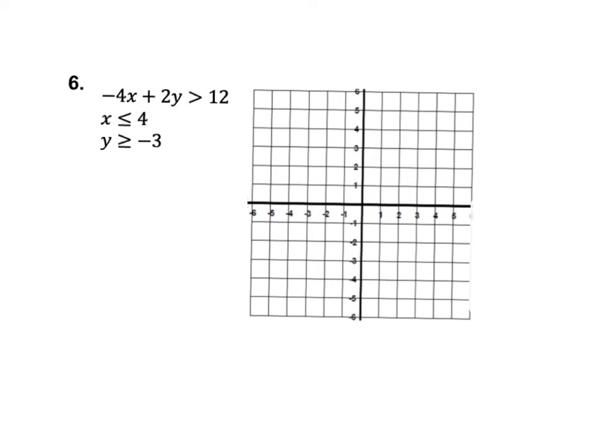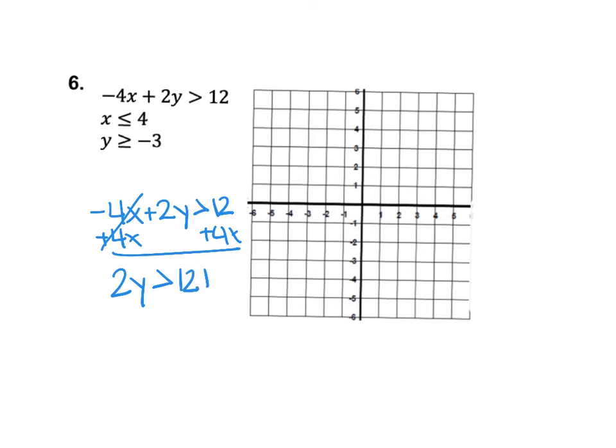All right, our last example, number 6, we have -4x plus 2y is greater than 12, x is less than or equal to 4, and y is greater than or equal to -3. I'm going to solve for y. So I'm going to add the 4x, and I have 2y is greater than 12 plus 4x, divided by 2, and y is greater than 6 plus 2x.